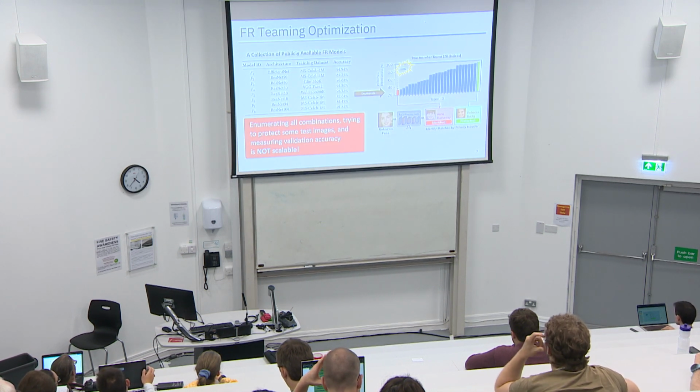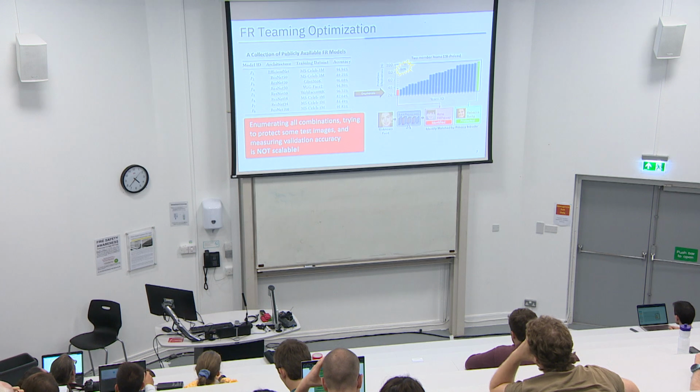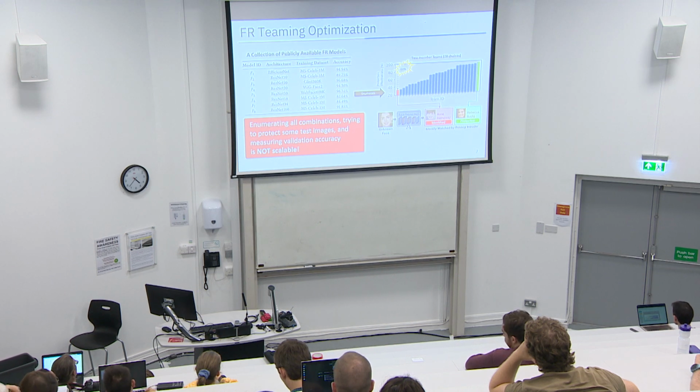To show you the importance of forming a good team, here on the left is a small collection of publicly available FR models. We enumerate all two-member combinations and measure how well each team delivers privacy protection, which is the failure rate of FR reported in percentages. On the right, we can observe that some teams perform much better than the others. If you make a poor choice, the protection can be 60% less effective.